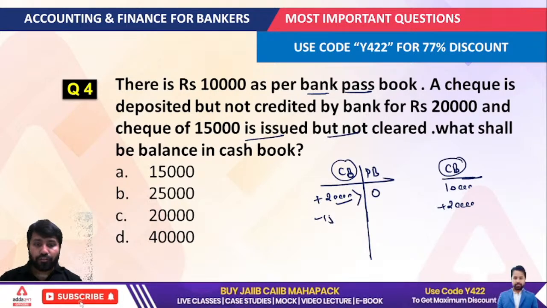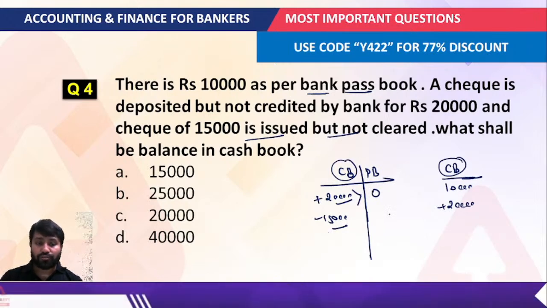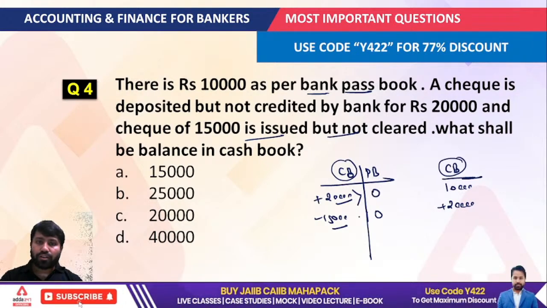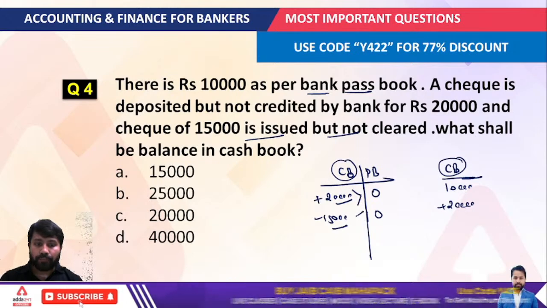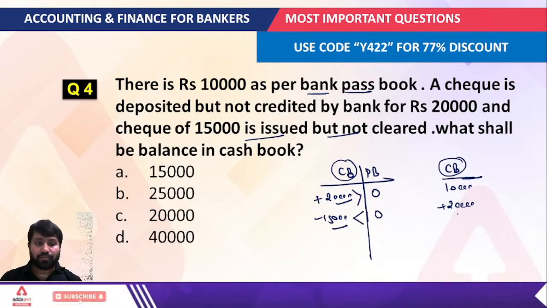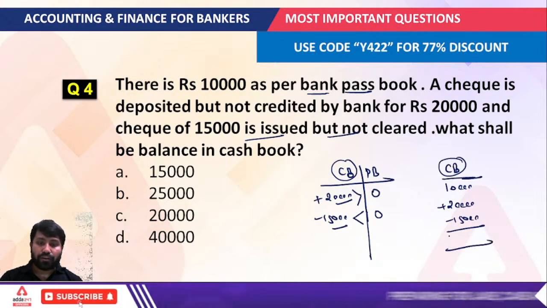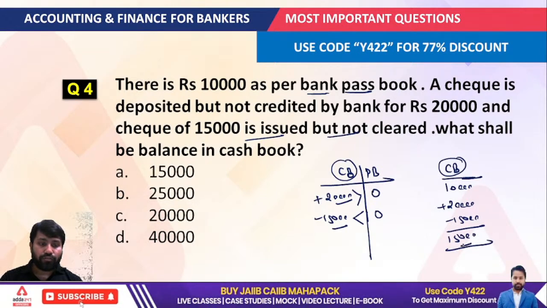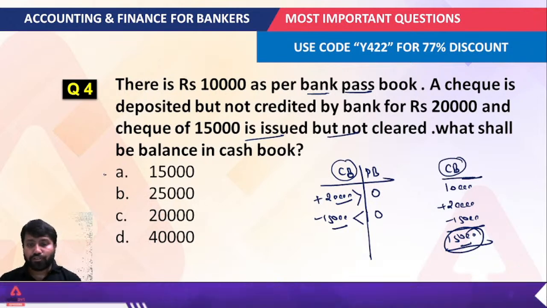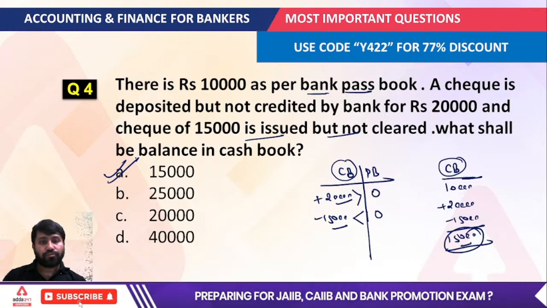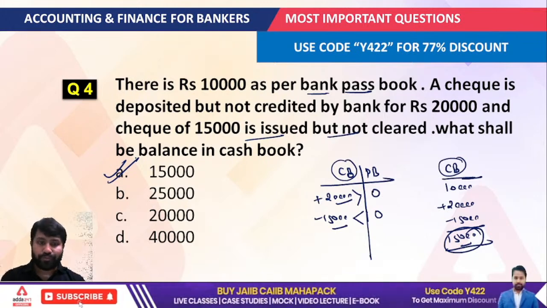Now again, a check of 15,000 is issued but not cleared. The customer issued a check of 15,000, and in the bank statement it is reflecting as zero because it is not cleared. So the cash book balance is lesser than the passbook, and you will write minus 15,000. That would become your value of 15,000, which is your answer as per the cash book. So this is how you have to solve the questions in the examination. Next question.